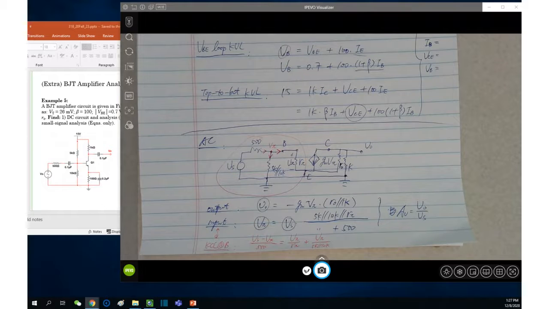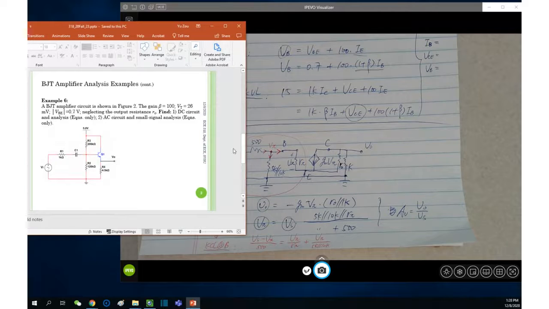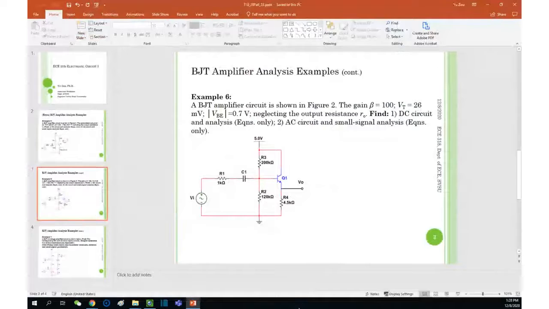If this is fine, then we can speed up a little bit. For the next example, example 6, go ahead. I give you 10 minutes to do both DC and AC. Still the same: find the circuit and find the equations. The circuit and equations, no calculation, nothing. So go ahead. 10 minutes to do everything.